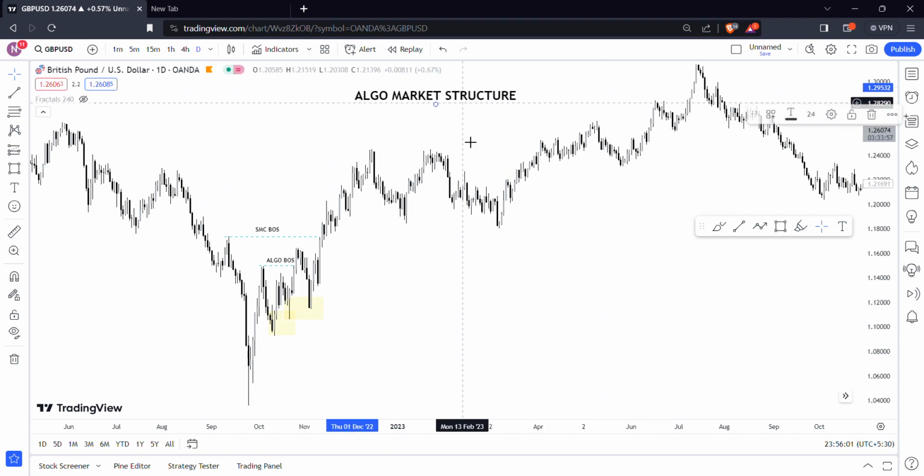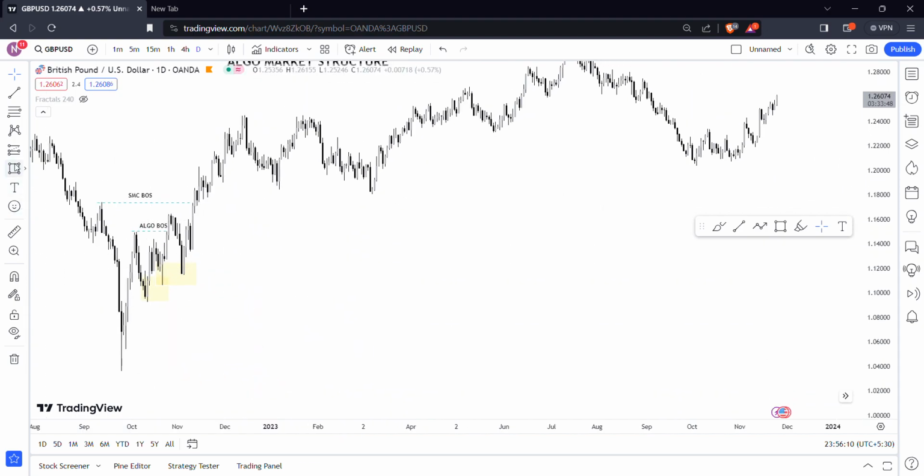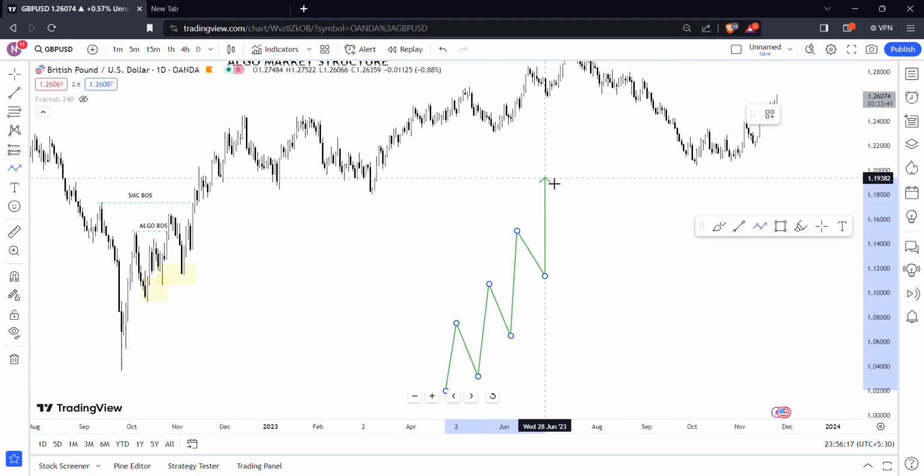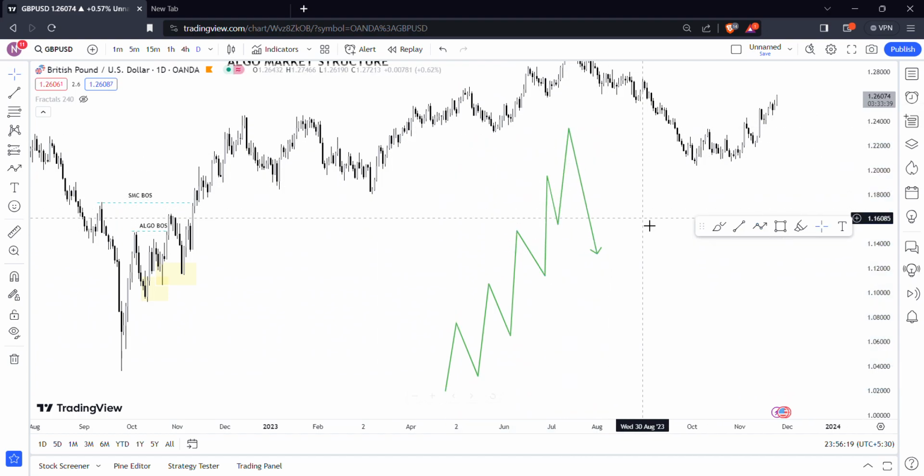This video is about the algo structure, how to use it, and how to understand the liquidity and take sniper entries. Smart money people will look at the market like this. They will look at the break of structure here. Then they will anticipate the reversal.